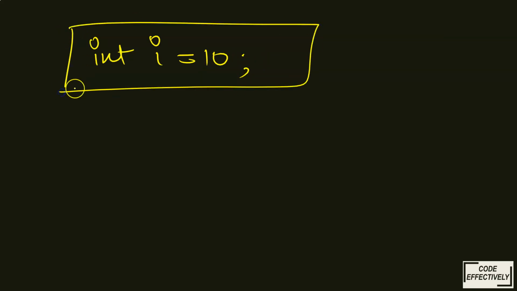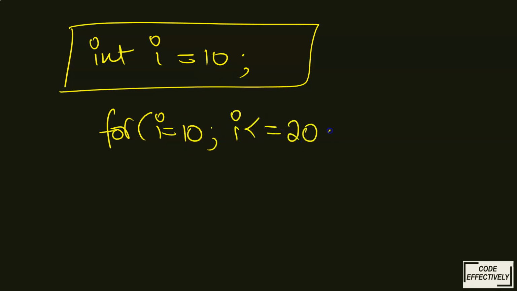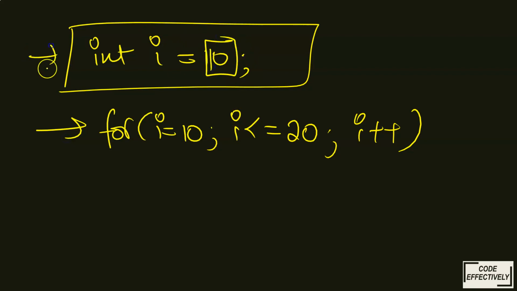So let's take a very simple example: int i = 10. This is my simple line of code. Now next is for (i = 10; i <= 20; i++). Okay, now you can see 10 is being stored in i. These are two different lines.